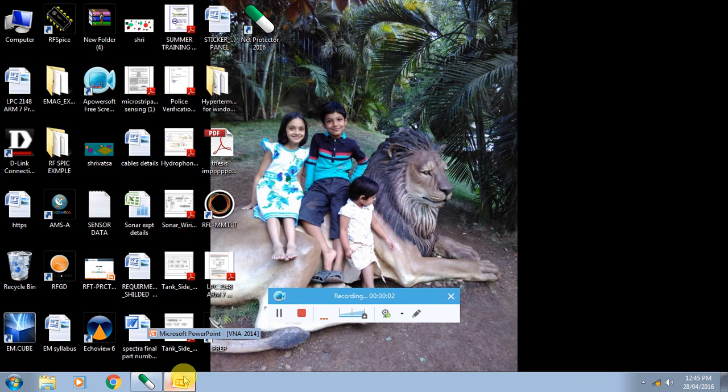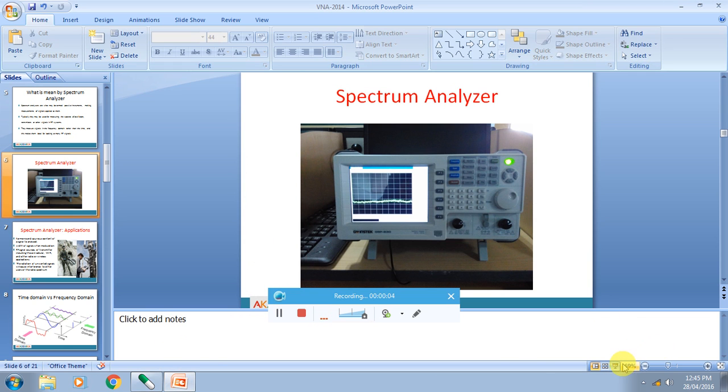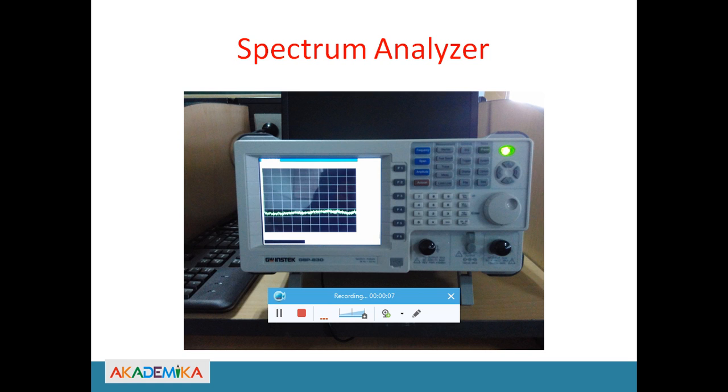Now we are going to demonstrate the spectrum analyzer. This is the equipment, the spectrum analyzer. GW Instek is the manufacturer, and the part number is GSP-830. This spectrum analyzer runs from 9 kilohertz to 3 gigahertz.